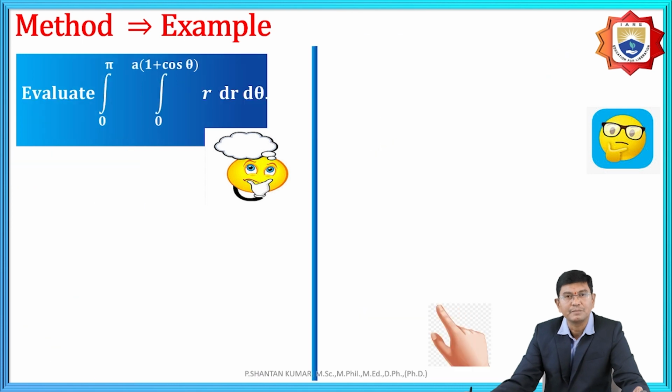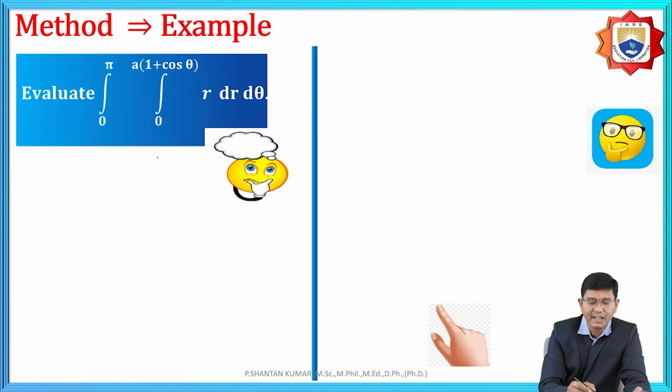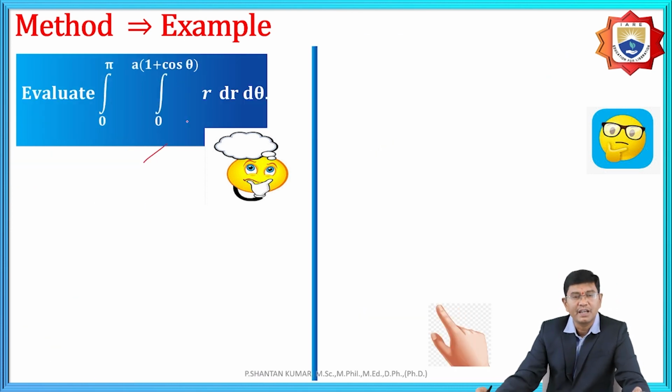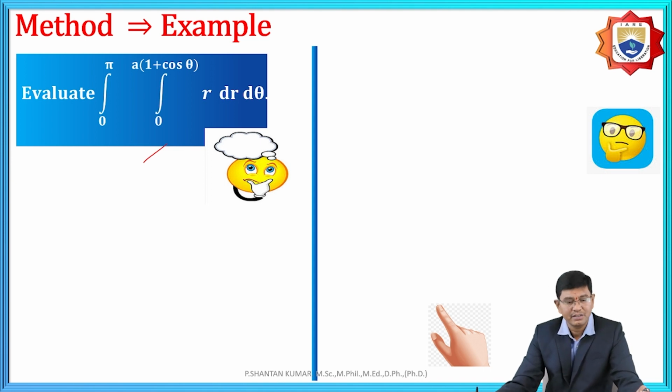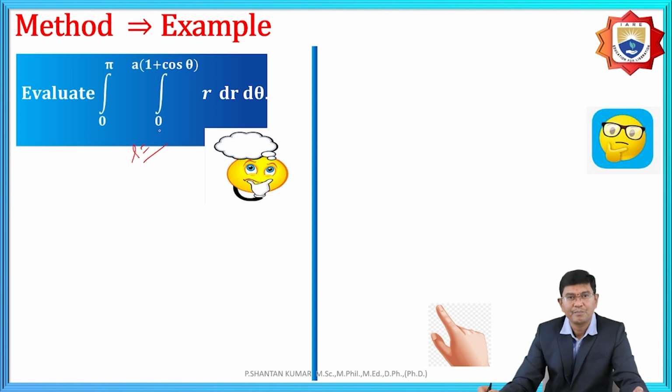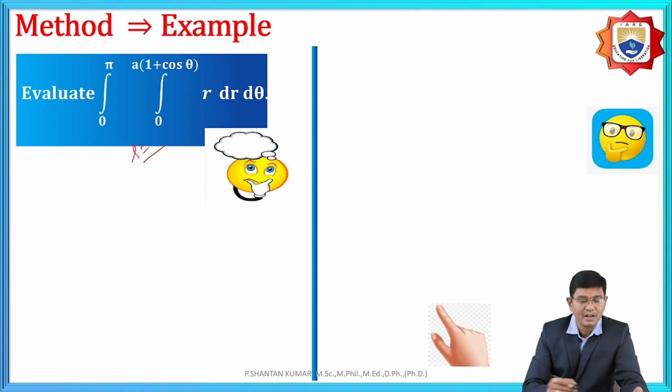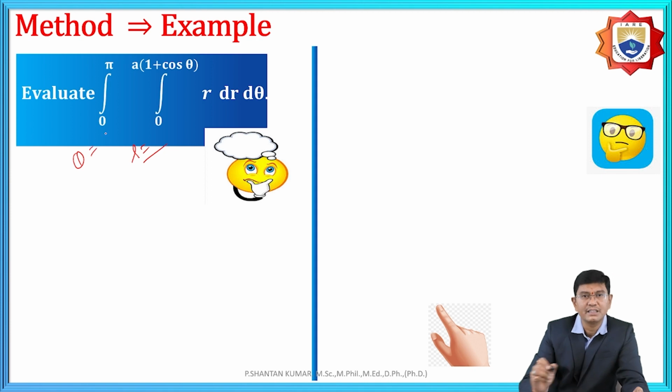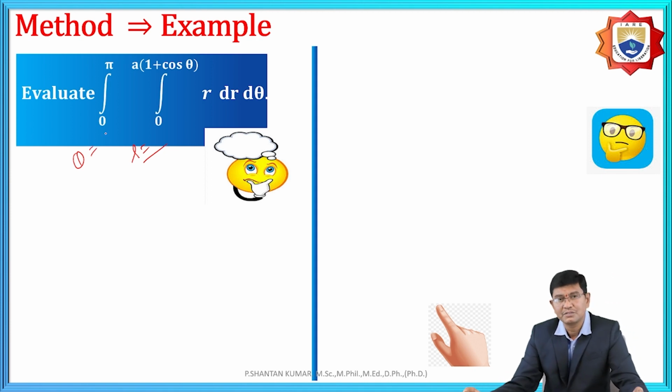Similarly, for another problem, the limits are 0 to pi and 0 to a into 1 plus cos theta, of r into d r d theta. Here also the limits are in terms of theta, so we need to assume the r limit, and the rest of the limits are for theta. Here only one variable, r, is there, and we need to integrate with respect to r.